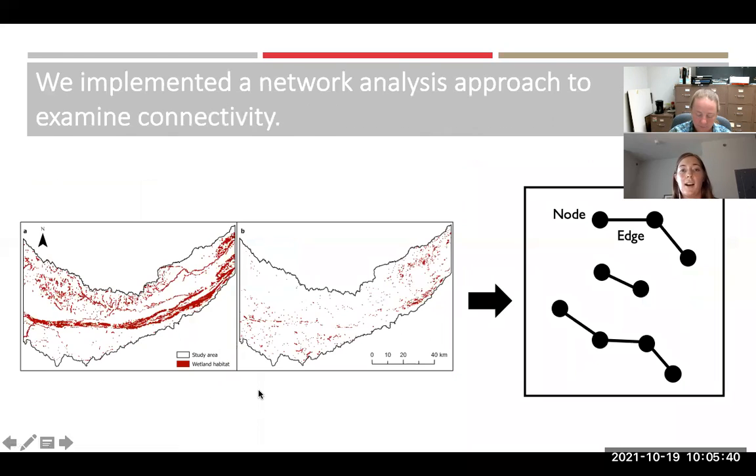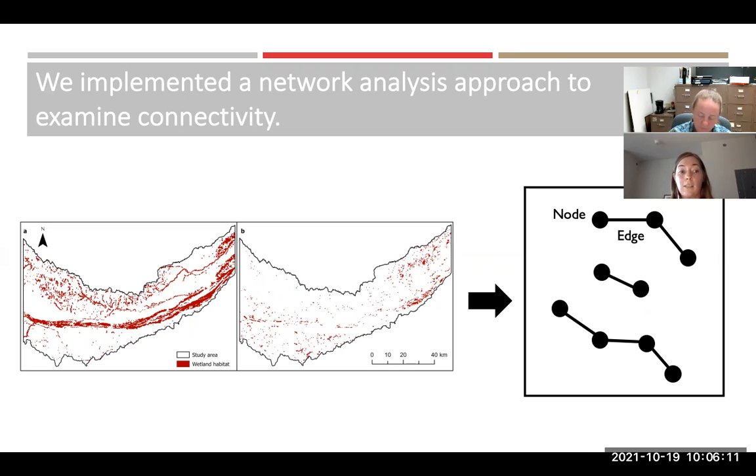We then implemented a network analysis to actually examine connectivity in the system. So we started with land cover data from the Rainwater Basin Joint Venture, their 2016 Nebraska land cover data set. And we chose to focus on two land cover types for our analysis. The first was wet meadow and the second was emergent marsh. And we largely selected these because they are of conservation interest and they are utilized by many species in these areas, but also because they have a different spatial configuration in the landscape.